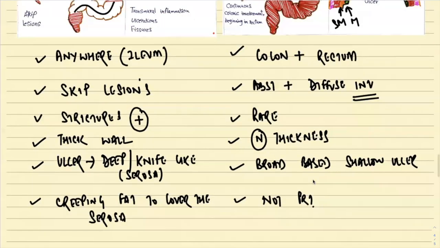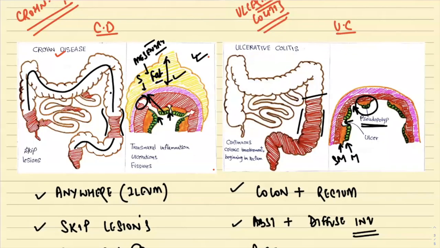Now you tell me one important thing. Do you know the difference between a fistula and a sinus? Can anyone tell me the difference between a fistula and a sinus? See, whenever both the ends are open, we call it a fistula, that is through and through. And if one end is open and the other end is closed, it is called a sinus. So remember this point.